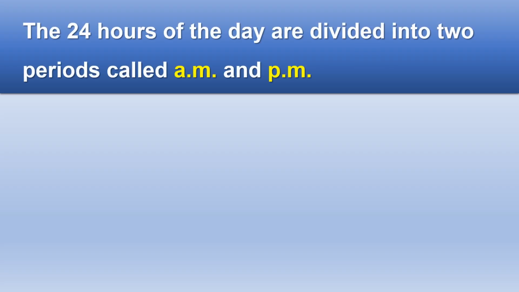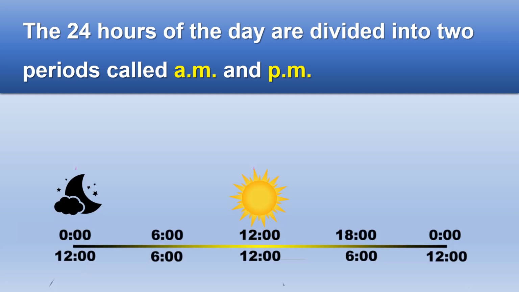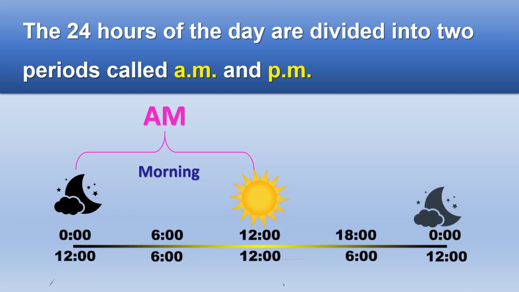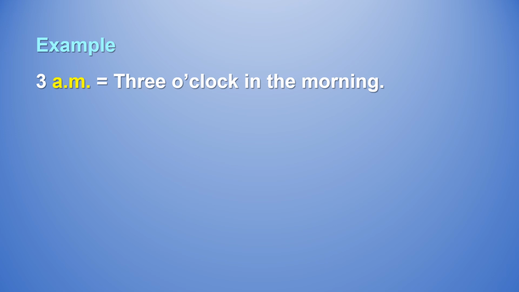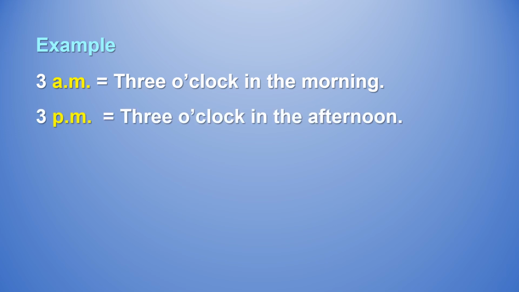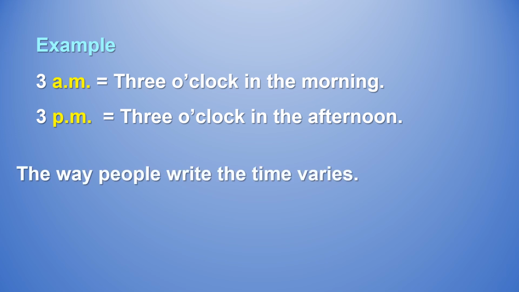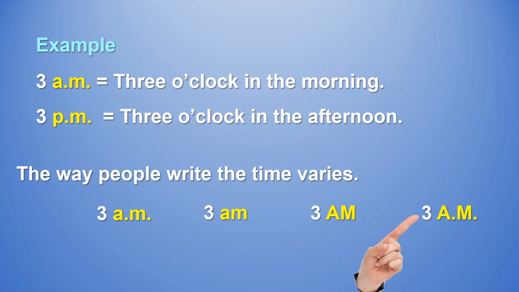The 24 hours of the day are divided into two periods called AM and PM. We use AM for the morning and PM for the afternoon and night. For example, 3 AM means 3 o'clock in the morning. 3 PM means 3 o'clock in the afternoon. The way people write the time varies. You could write this way, also this way, or this way.